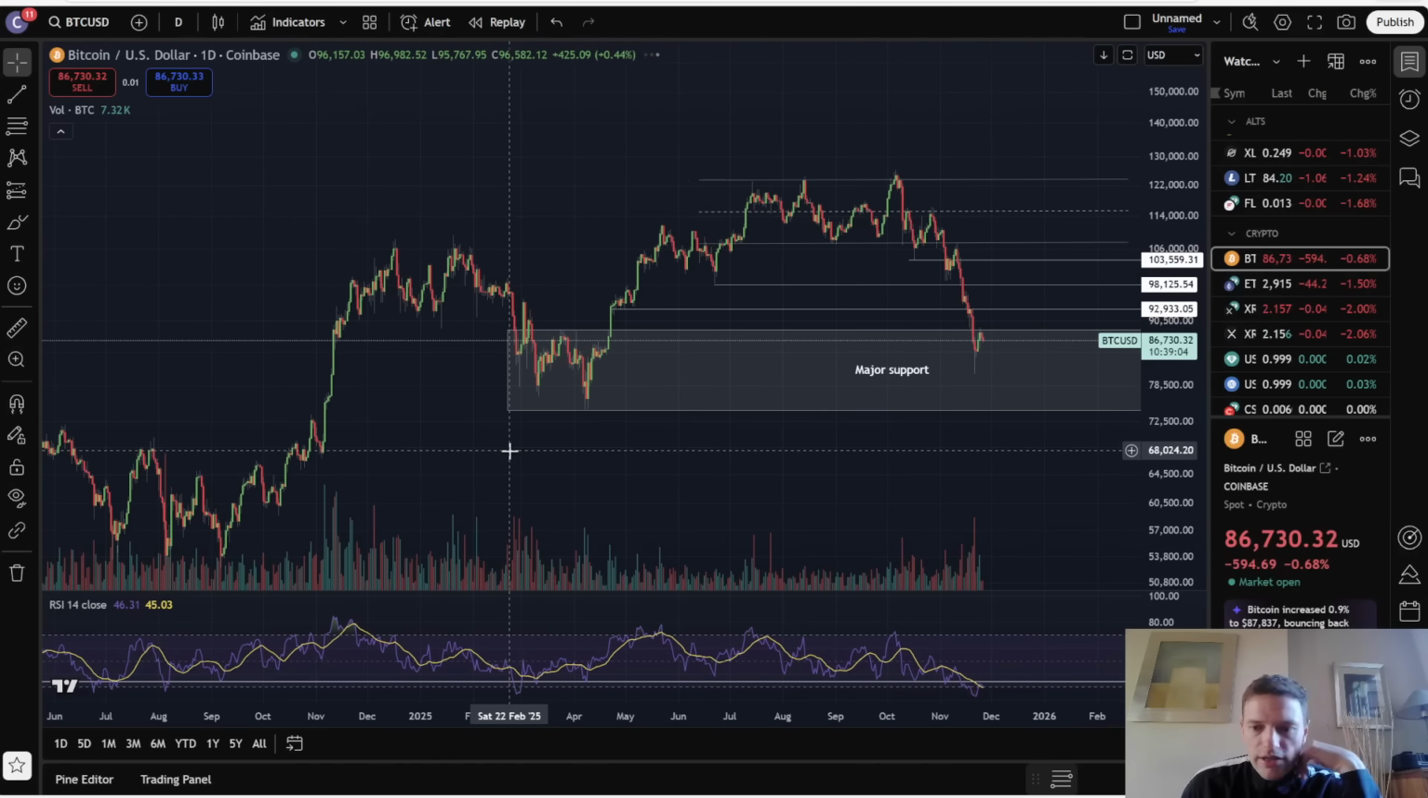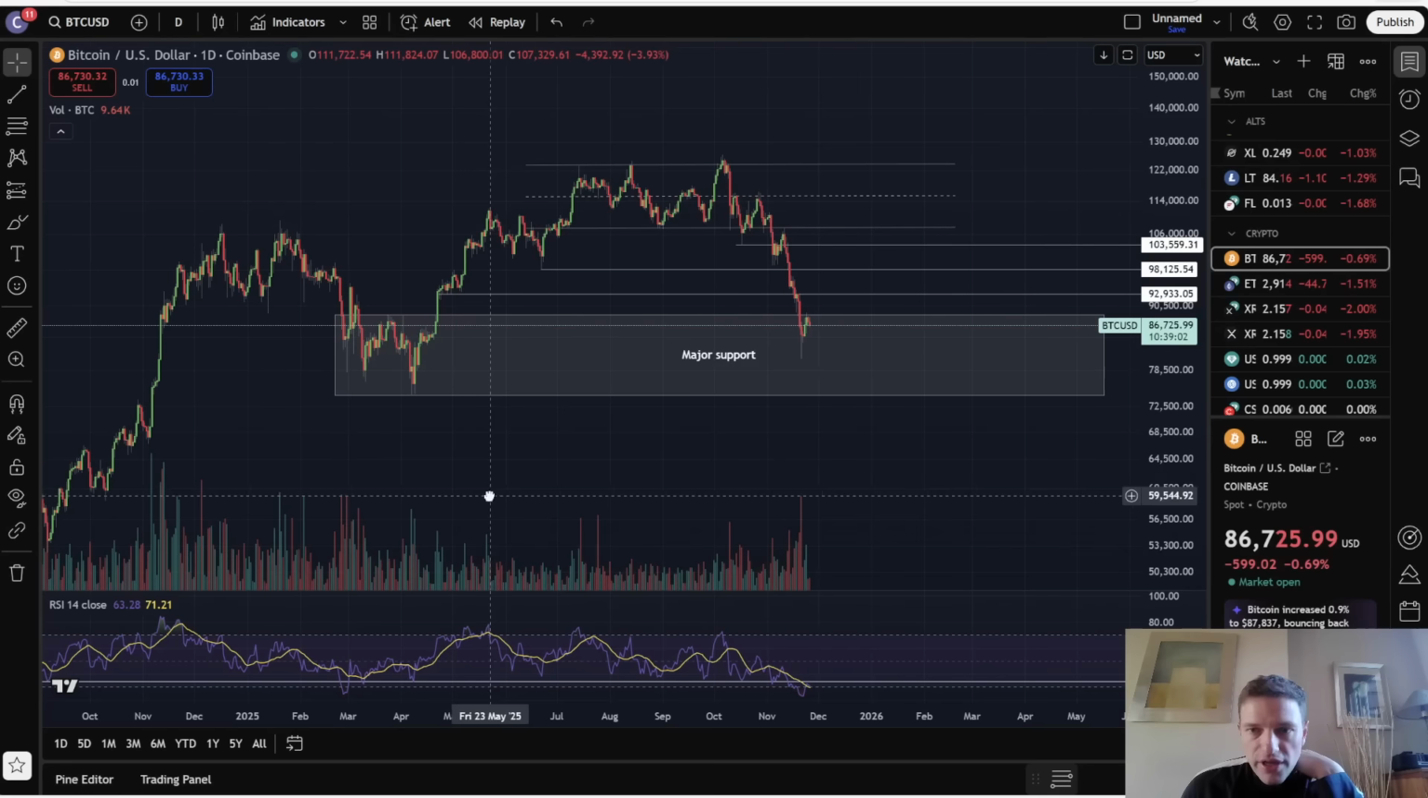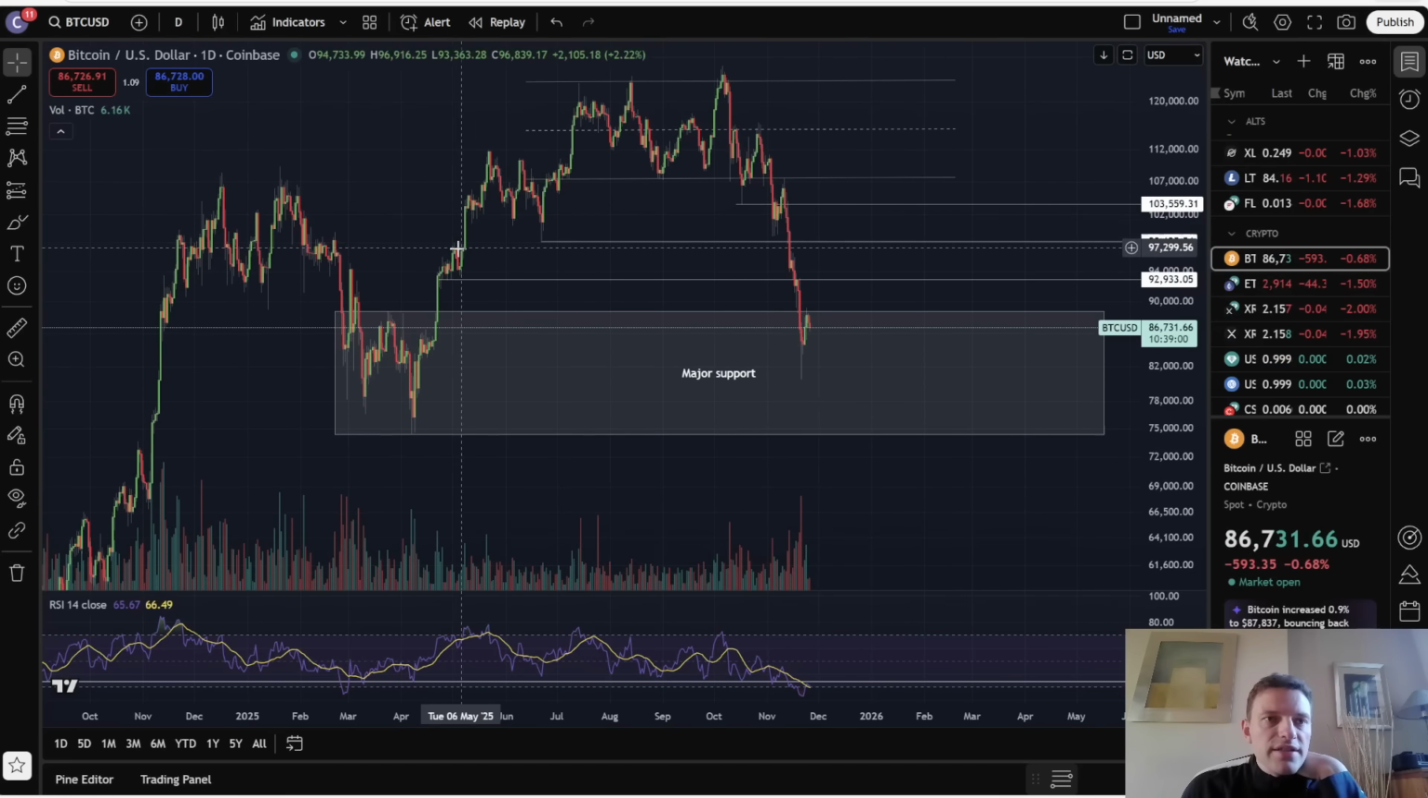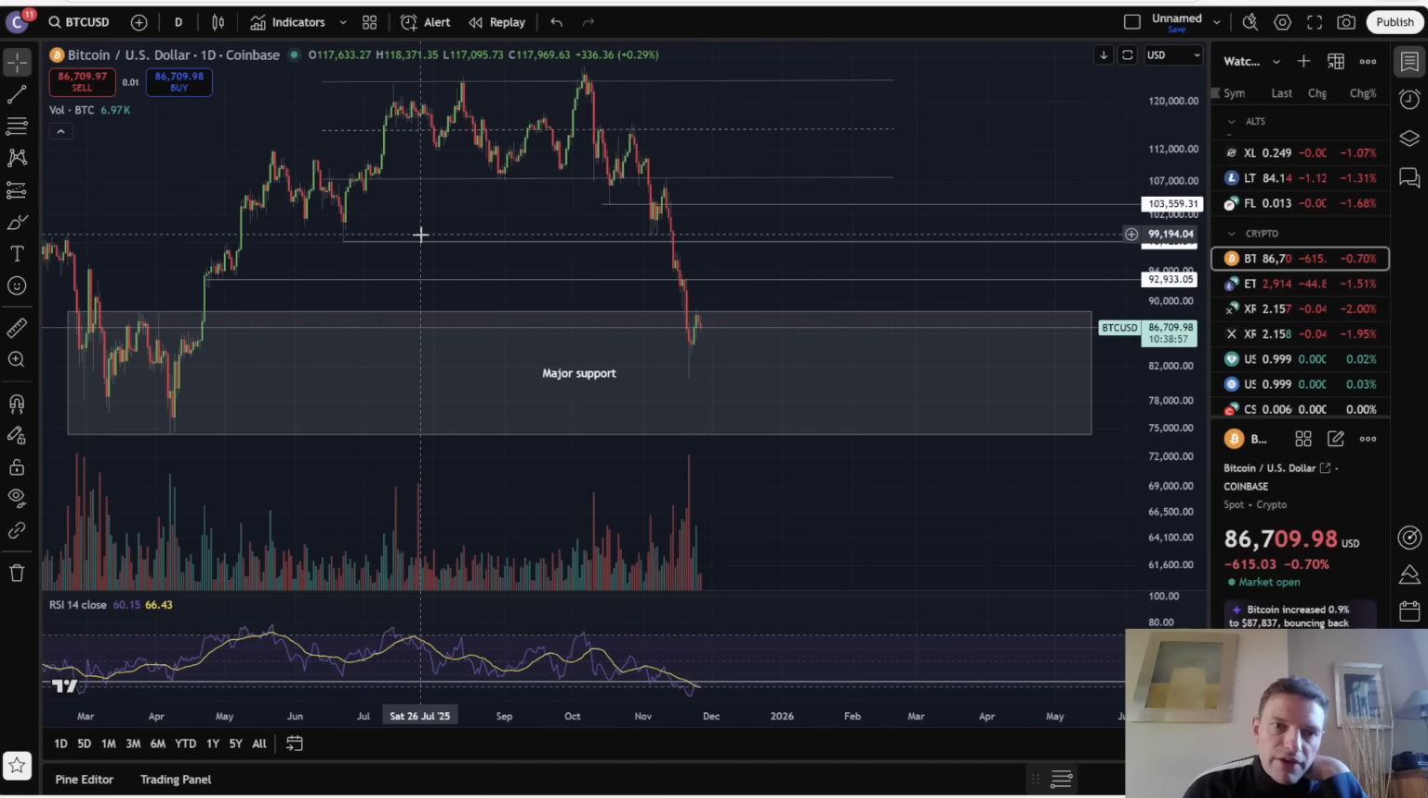So today we're going to just look at a little bit of price action across the board generally. We're going to start with Bitcoin and see if we can find if Bitcoin's bottoming around here.